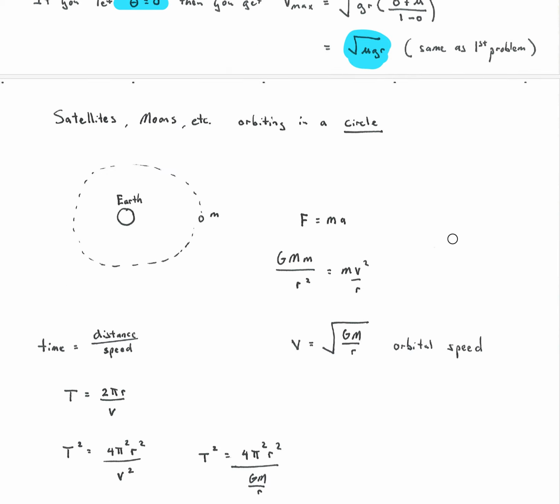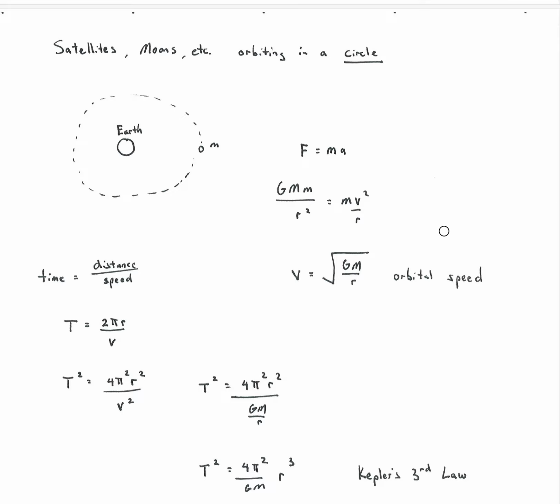All right, now we didn't do this during circular motion, but it is just circular motion. We're looking at satellites, moons, etc., orbiting in a circle. Again, here's the Earth, here's the moon, here's a satellite. It's moving in a circle, F equals ma. This is the force of gravity, which is causing circular motion. There's mv squared over r. And if we solve that, we can quickly get the orbital speed of a planet in circular motion.